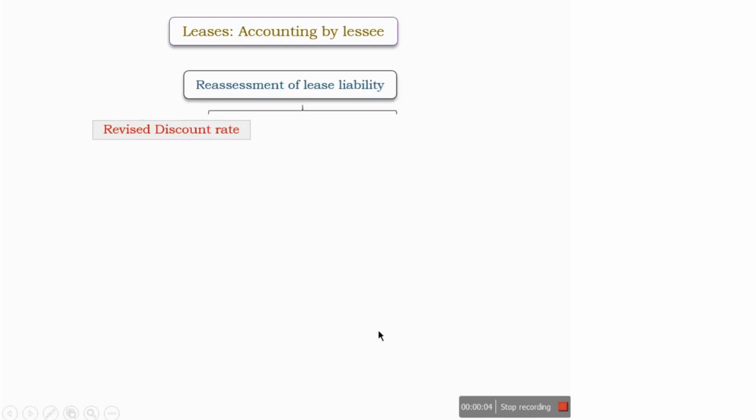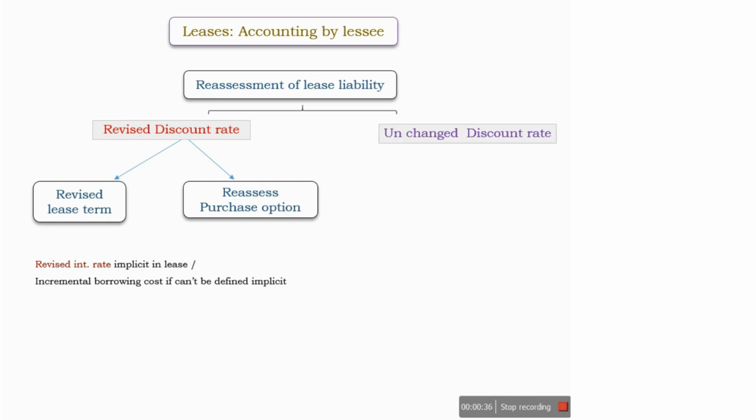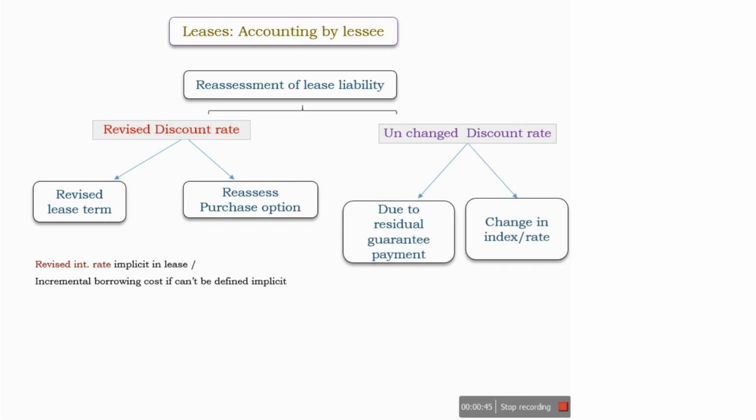While reassessing lease liabilities, we will use a revised discount rate in case the change in lease liability is due to a revised lease term or reassessment of a purchase option that was not there at the time of inception. In this case, we will use the revised interest rate that is implicit in the lease, and if it cannot be determined, in that case we will use the incremental borrowing cost. We will use an unchanged discount rate in case the change in liability is due to residual value guarantee payment, or change in index rate.